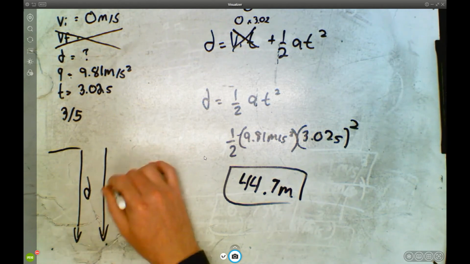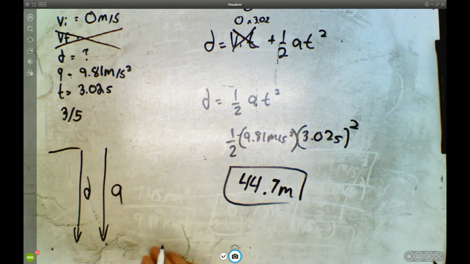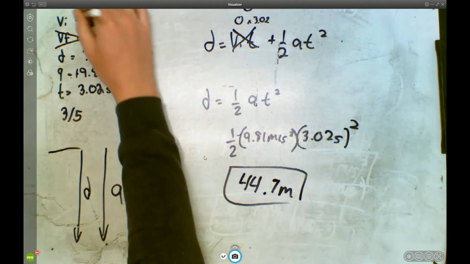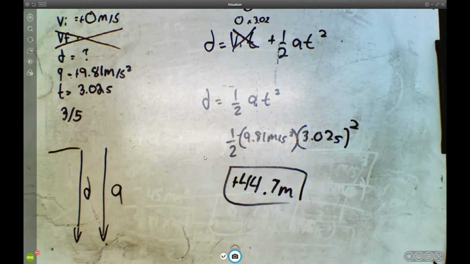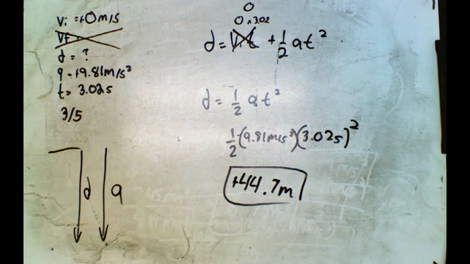Okay. In terms of positives and negatives for this question, so if this is my bridge, the distance is down, the acceleration is down, and time doesn't have a vector with it. Because everything is down, I say everything down is positive. So this is positive as well, but height would just be a scalar quantity. So I don't really worry about negatives or positives with this question.